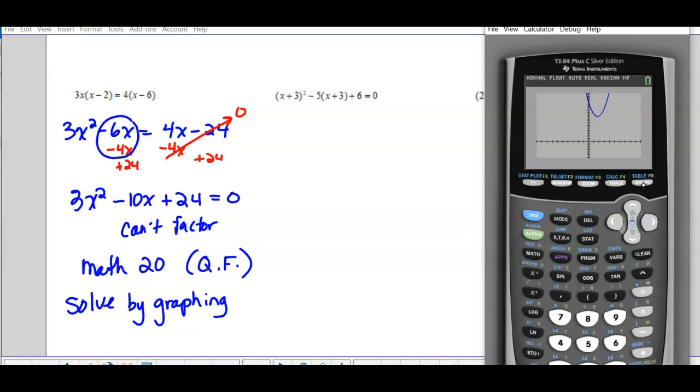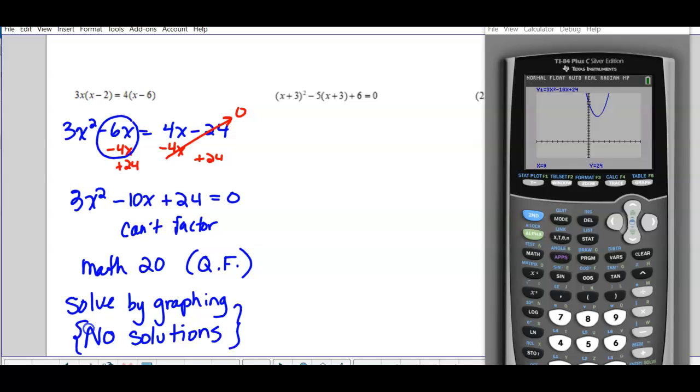No. So that means there are no solutions. There are no values. So there's the equation. I'm looking for when y is 0. Well, it would have to be down here, and parabolas are always U-shaped, so it's never going to come back down. So this can't factor, and there are no solutions.